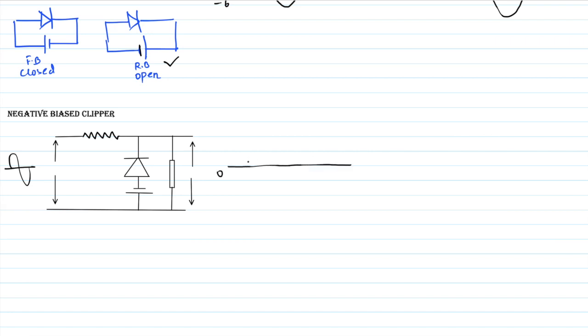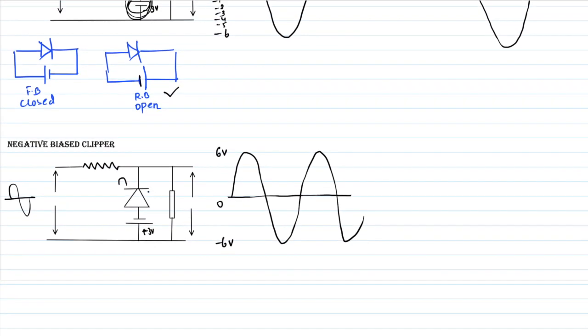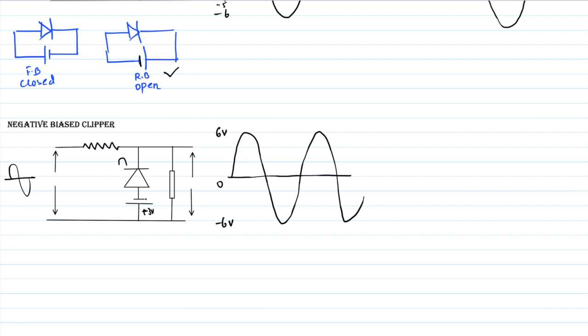Now the negative clipper. For the negative clipper I will just consider the same case, with 6 volt and minus 6 volt. So how will your output look? First let's consider the positive half cycle. Here the positive is given, and this is positive 3 volt. One second. Here, if you see, the negative is connected to the anode, so minus 3 volt is given.